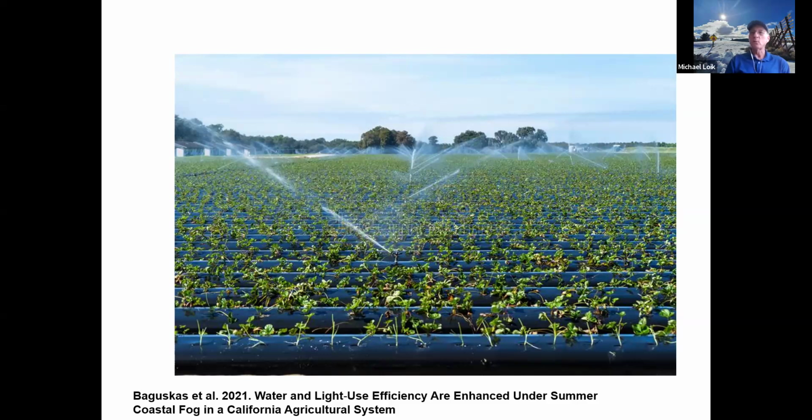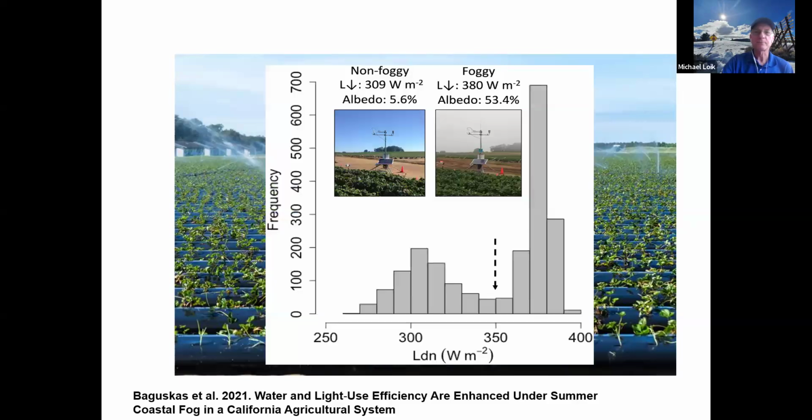And Sarah was thinking, why would they do this? Why would they not pay attention to whether it was foggy or cloudy and adjust the irrigation according to that? And so she wrote a USDA postdoc proposal, and it got funded to work on this question of strawberry photosynthesis and the influence of fog and clouds.